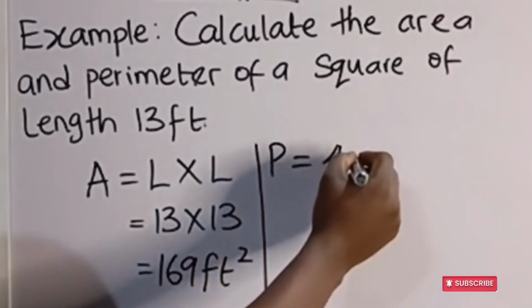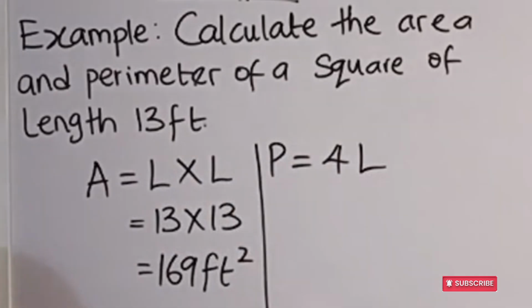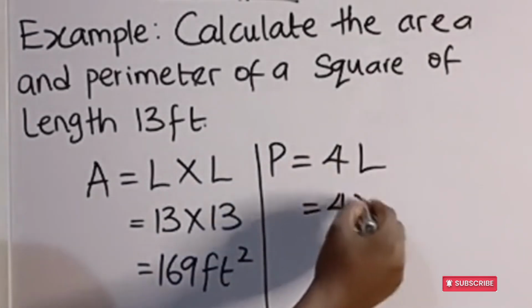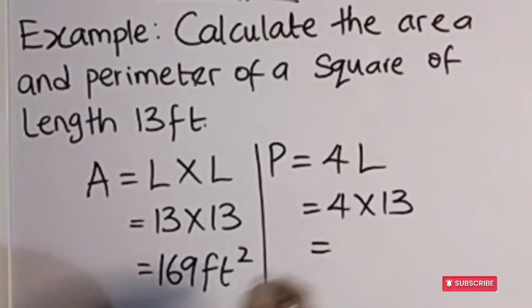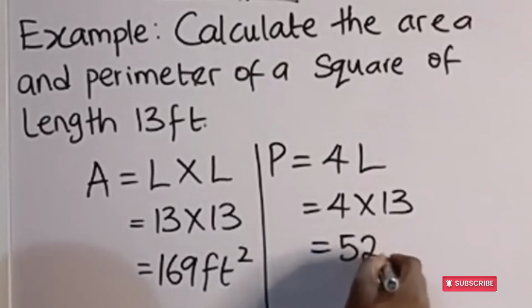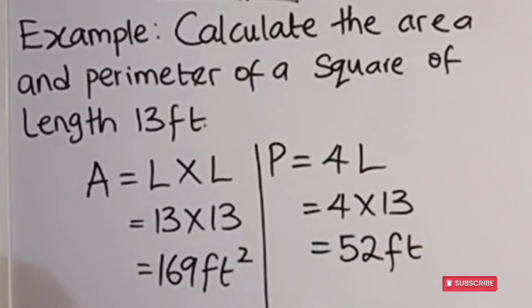Next, we calculate the perimeter. Perimeter is 4L. So we have 4 multiplied by 13. What's 4 multiplied by 13? 52. Correct. 52 feet. So perimeter is a measurement of length, so it does not have a square. So that's the answer.